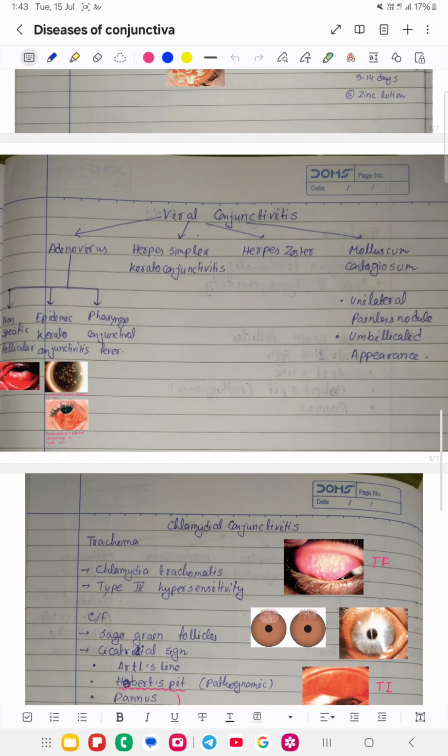Next is viral conjunctivitis. Viral conjunctivitis is classified on the basis of etiology. That is, it can be due to adenovirus, or it can be due to herpes simplex virus, herpes zoster virus, or molluscum contagiosum. Now adenovirus can produce various types of symptoms. Depending on that, they are further classified into non-specific follicular conjunctivitis, epidemic keratoconjunctivitis, and pharyngoconjunctival fever.